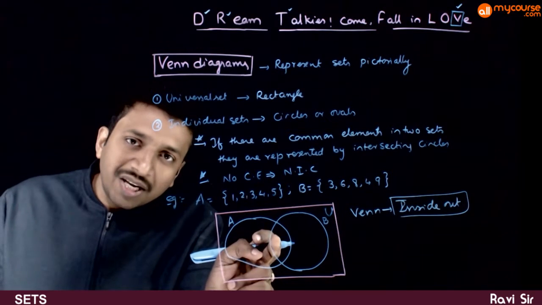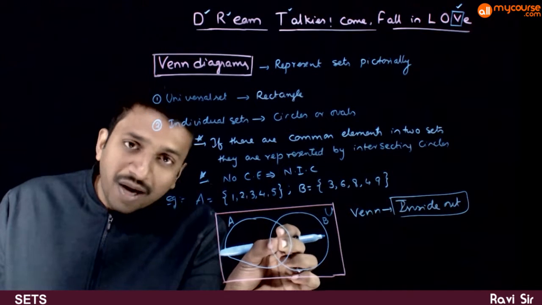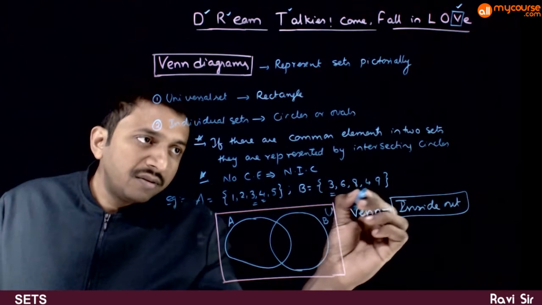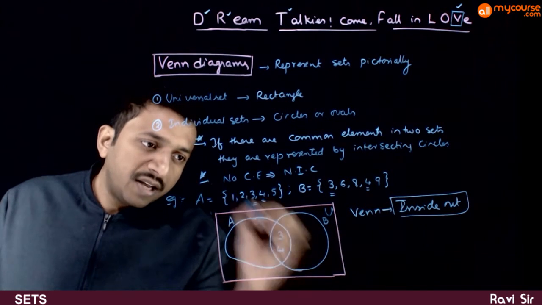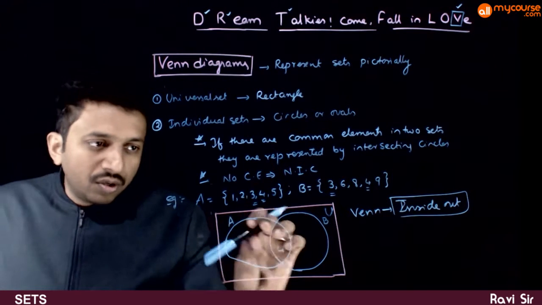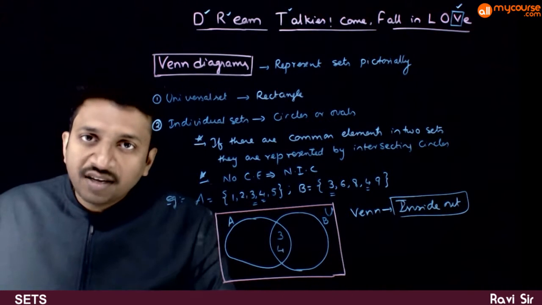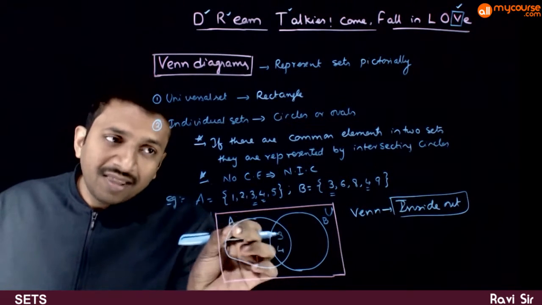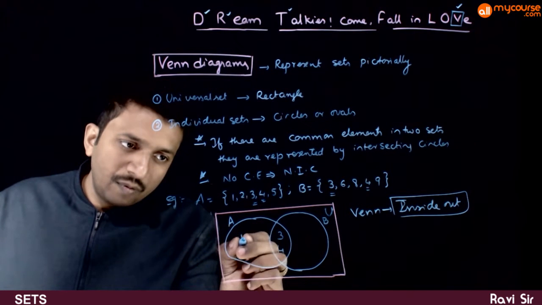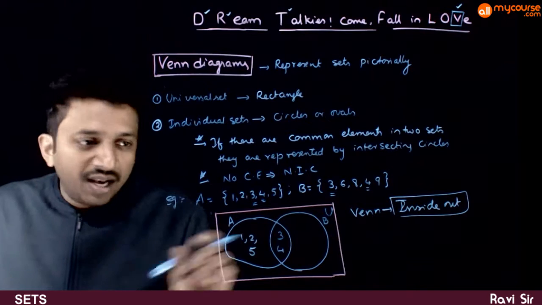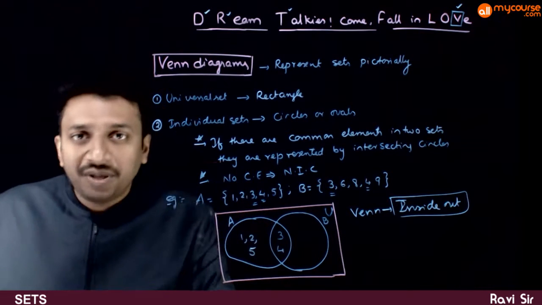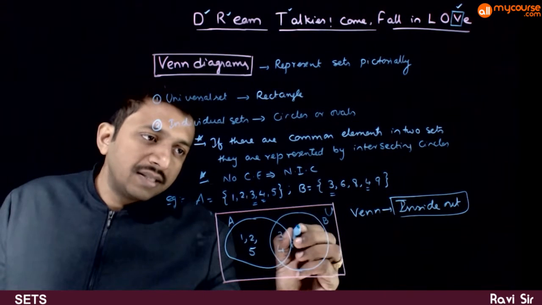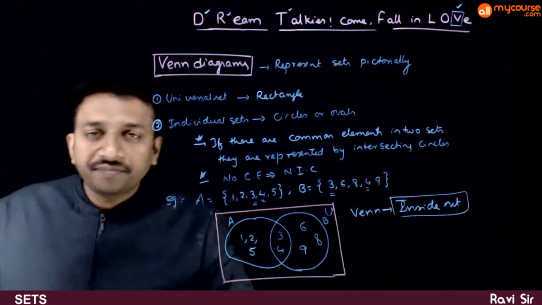So what is the innermost part? The innermost part is the common part of A and B. So what are the elements common in A and B? 3 and 4, right? So 3 and 4 have to be filled in the common part. So 3 and 4 belong to this circle as well as this circle. That means they are present in set A as well as B. Next, we fill the other elements. 1, 2, 5 are elements which are present only in A, not in B. And what are the elements present in only B, not in A? 6, 8, 9.